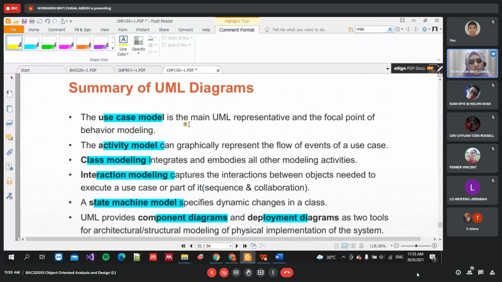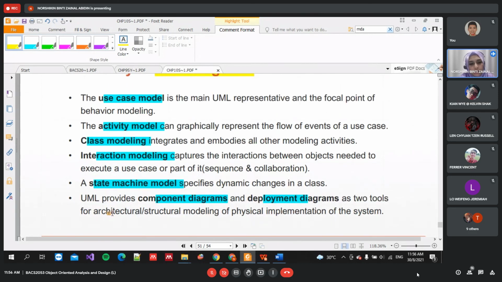So the use case model, activity model, class modeling, interaction modeling are not covered in this chapter. However, they mentioned these are already covered in a few earlier chapters, because of the UML diagrams. So the state machine, and then only the component diagram and deployment diagram, are tools for architectural and structural modeling of the physical implementation of the system.